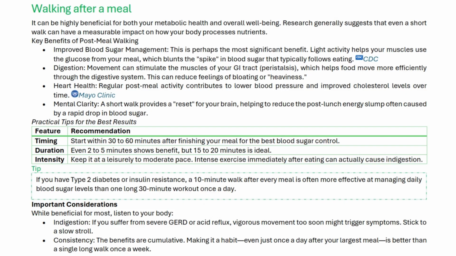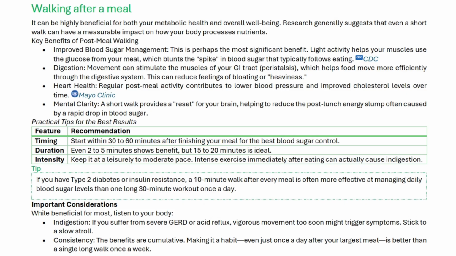Regular post-meal walking also supports heart health by contributing to lower blood pressure and better cholesterol levels over time. Furthermore, a short walk can enhance mental clarity, helping to combat the post-lunch energy slump associated with rapid blood sugar drop. For optimal results, it is recommended to start walking within 30 to 60 minutes after eating, with a duration of 15 to 20 minutes being ideal.